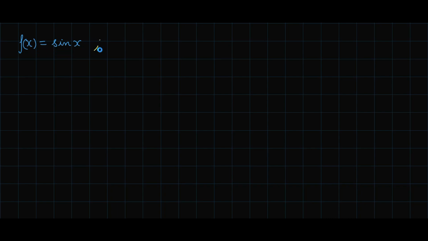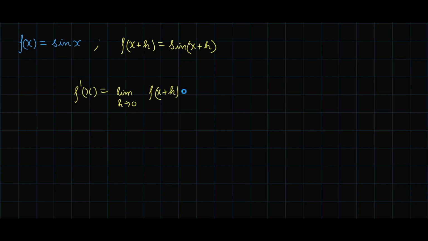Now if f of x equals sin x, we can write f of x plus h equals sin of x plus h. Make sense? So now I'm going to be making use of the first principles, which says f prime x equals limit h tends to 0 of function of x plus h minus function of x, whole divided by h. Let's put this to the side.